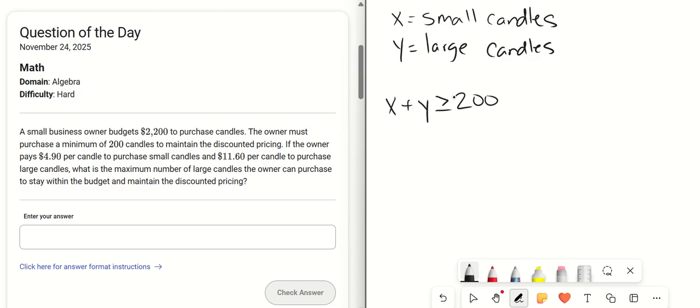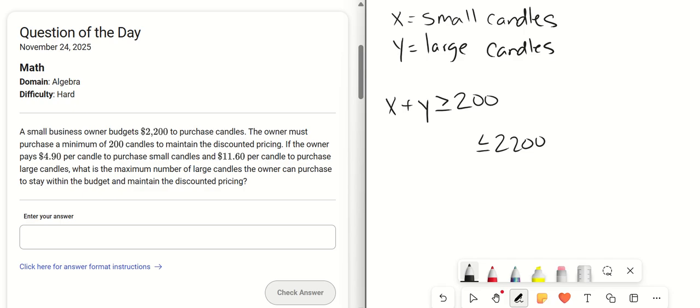And more often than not, your second equation or inequality is going to deal with the total amount of money. So the total cost of something or the total budget of something. In this case, our total budget is $2,200. Now, with a budget, just ask yourself, are you allowed to spend more than $2,200? And the answer to that is no. The most you can spend is 2,200. So that means this is going to be a less than or equal to sign.